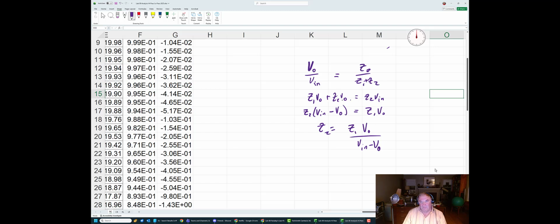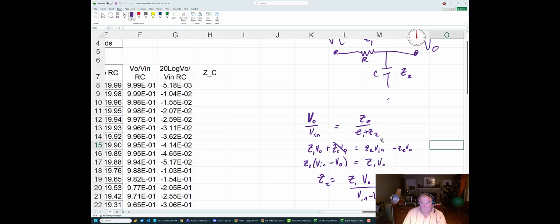Let's double check myself here. Yeah, so I brought that over here. That becomes minus Z2 V out. And then V in minus V out. This just stays, doesn't change sign. Okay, so Z1 is the resistor. So now you see why we needed to write down all the values.